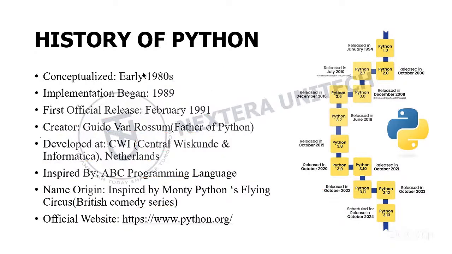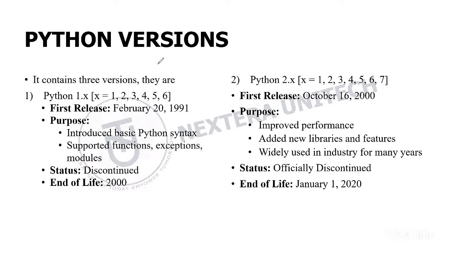Then moving on, the versions of Python. Python has three versions till now. The first version is Python 1.x. It had versions from 1.0 to 1.6, and the first release was on February 20, 1991. The purpose it served is that it introduced basic Python syntax and supported functions, exceptions, and modules. Right now, the status of the first version is discontinued, and end of life was in the year 2000.